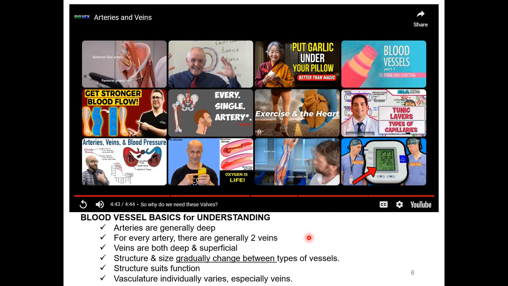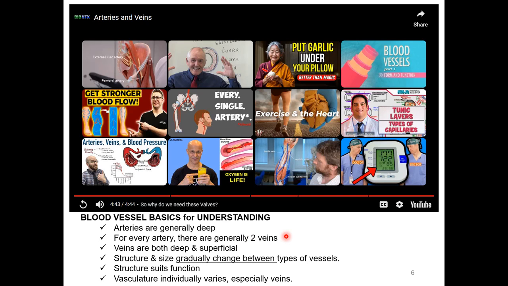So that's a good one to rewatch again after our discussion today. But just some basics we got there. So arteries, because they are under pressure, they are generally deep. There are places where they are superficial, and those are going to be our pulse points. For every artery, there is generally 2 veins, so we have more veins than arteries.